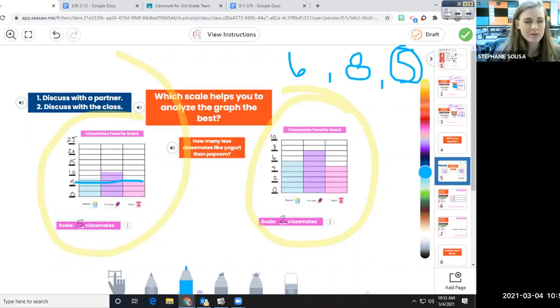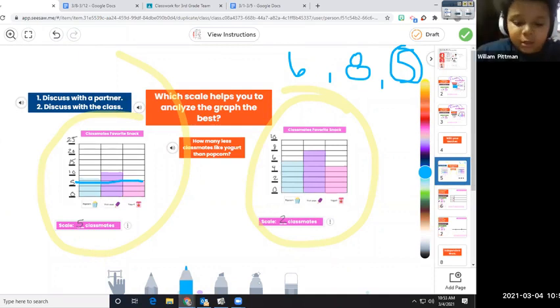How about you, William? Since you didn't get enough time, I'll give you time now. The second one's better because you can tell when it ends and it's counting by 2s. And on the first one, it's just a lot of wasted space and you can't tell where it stops. You can't tell what the number ends at.